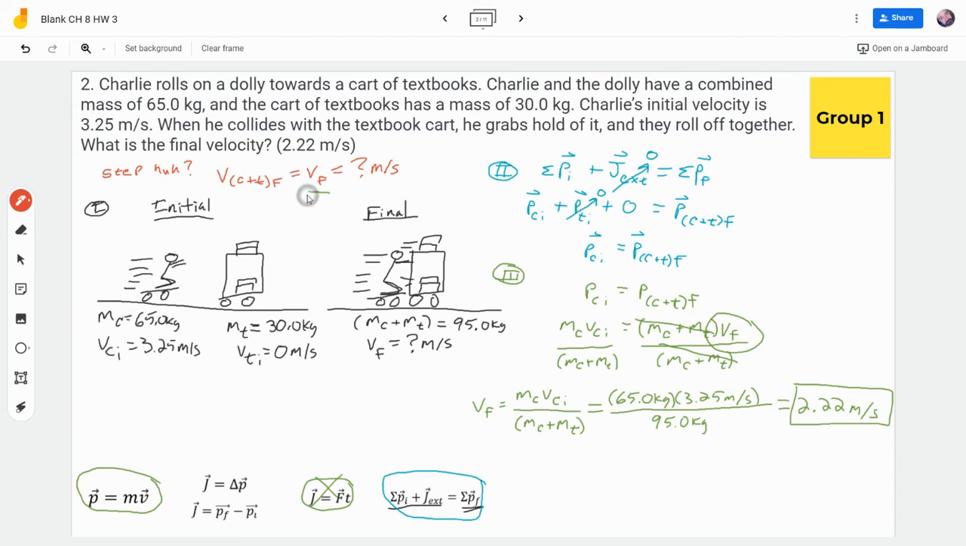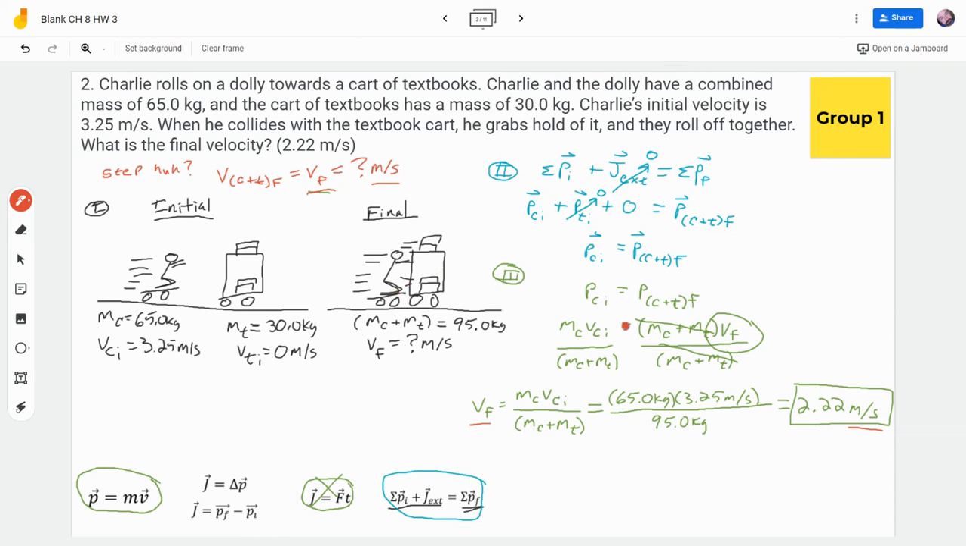Remember, we wanted V final with units of meters per second, but we have V final with units of meters per second, so that's good. Is 2.22 meters per second a reasonable speed for this? Well, that's about 2 meters per second, so it's about 4 miles per hour, which is a reasonable speed for Charlie on his dolly moving with this cart of textbooks.